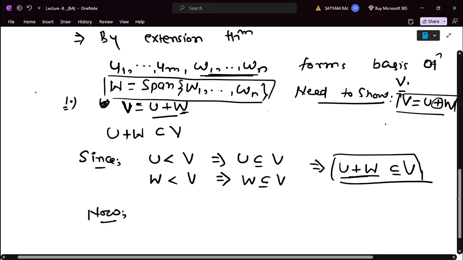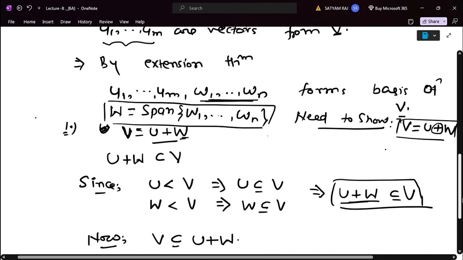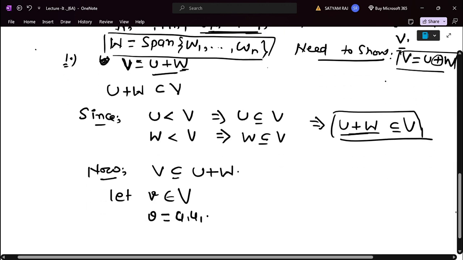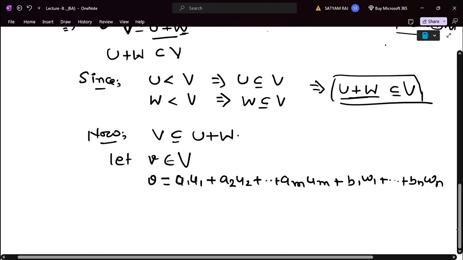Now we will show V is contained in U plus W. Okay, so take any vector v belonging to capital V. Since these span V, we can write v as a linear combination: a1 u1 plus a2 u2 plus dot dot dot am um, plus b1 w1 plus dot dot dot bn wn.